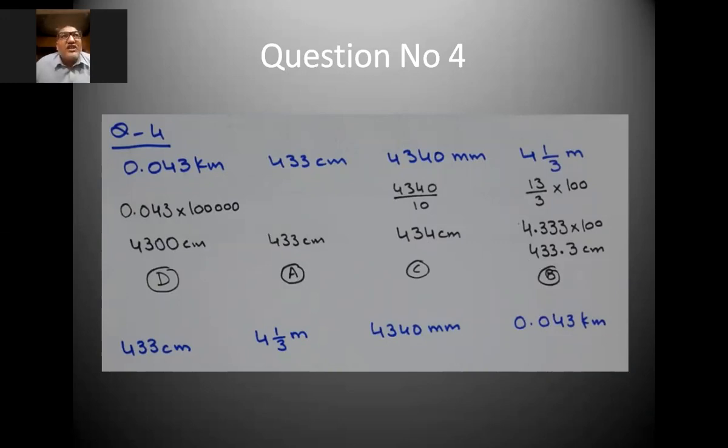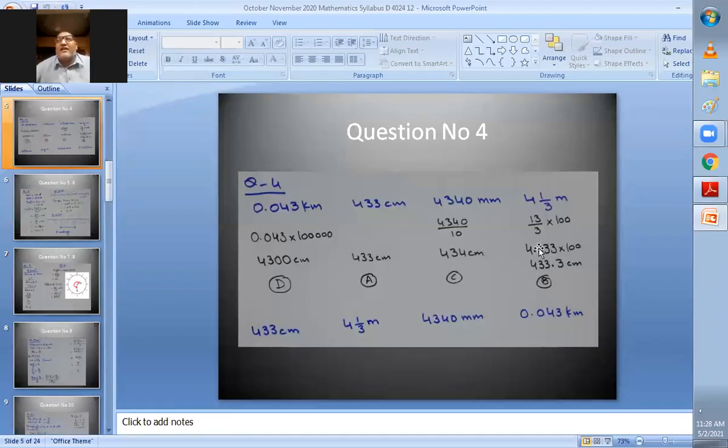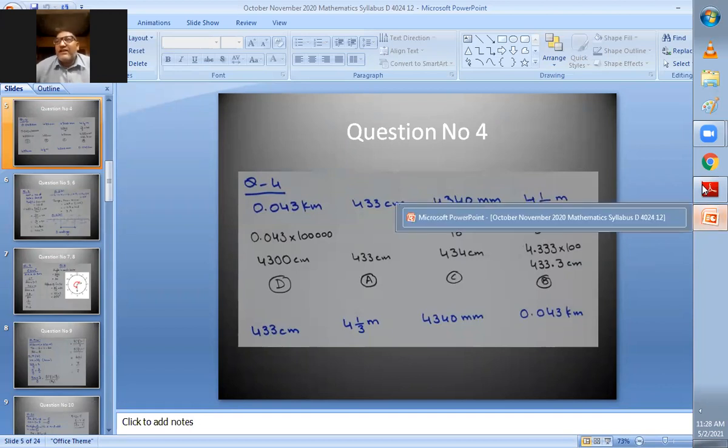the original measurement you will write, okay? So the first one will be 433 centimeter. The second one will be 4 whole 1 by 3 meter. The third one will be 4340 millimeter. And the last one will be 0.043 kilometer. So I hope that you will understand how I have made the comparison easier by converting them all into the same unit. Hopefully you have understood. That was question number 4. And let's go to the next question.